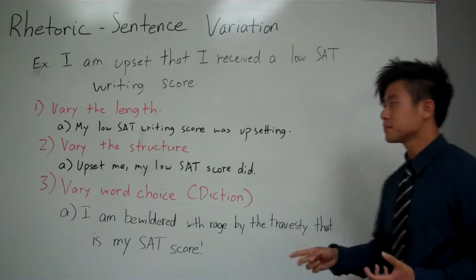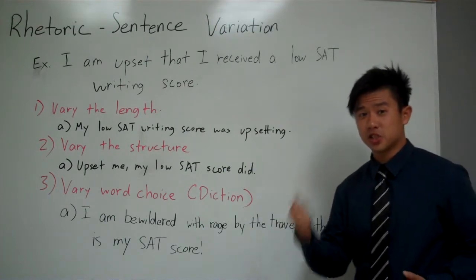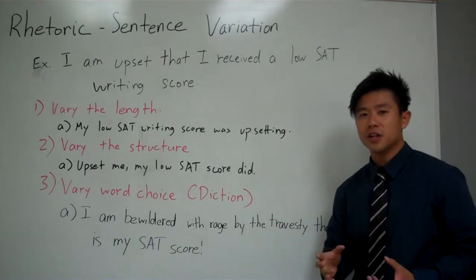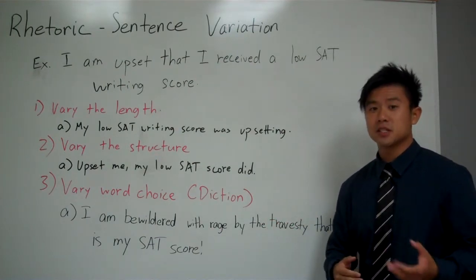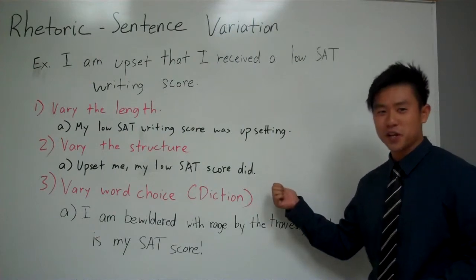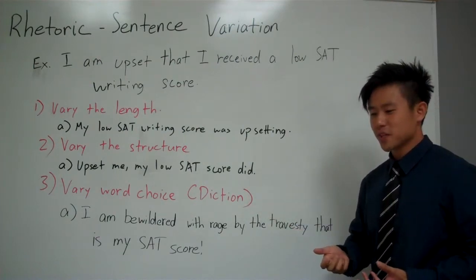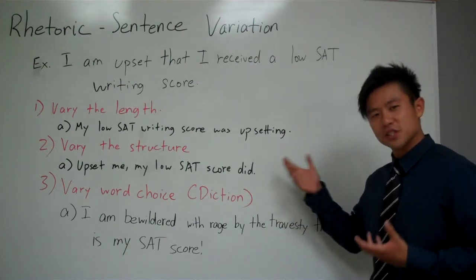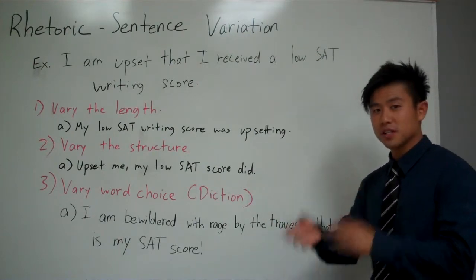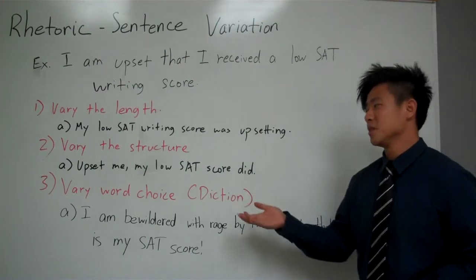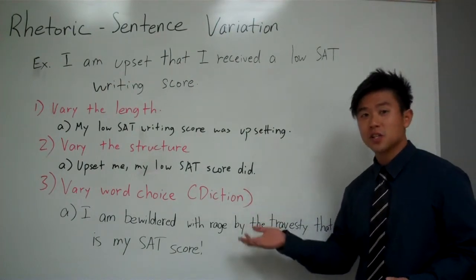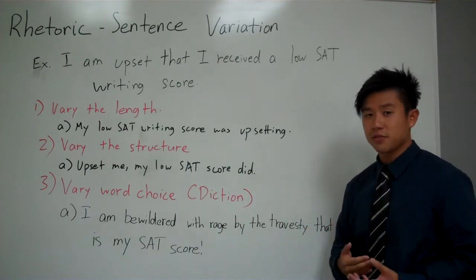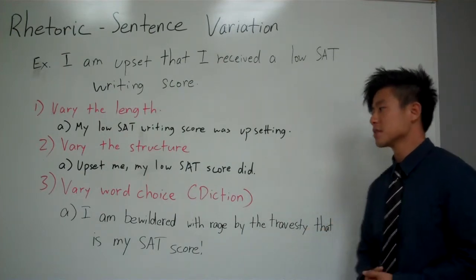to your audience, okay? Number two is vary the structure. Upset me, my low SAT score did. On that note of your audience and the message that you're conveying, this sentence is weird when it comes to teaching English and teaching rhetoric, but it proves the point, it shows the point of what you can do with sentence variation. What does it sound like? Upset me, my low SAT score did. Sounds like Yoda. And if you want to sound like Yoda, if you want to invert your sentences, that's fine. It all depends on your goals and your purposes.